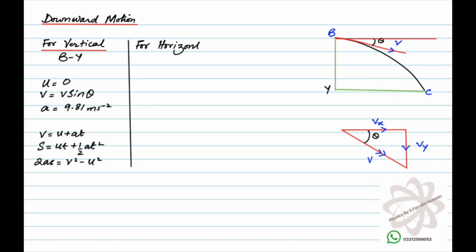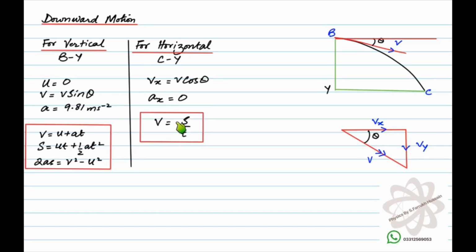Now for horizontal motion CY, Vx is equal to V cos theta, and it will give you the same value of 13 meters per second if the resultant velocity was 15 meters per second. So it will be the same throughout the motion till C. Acceleration is 0 because there is no air resistance affecting the motion. v = s upon t is the only equation which you can use here.